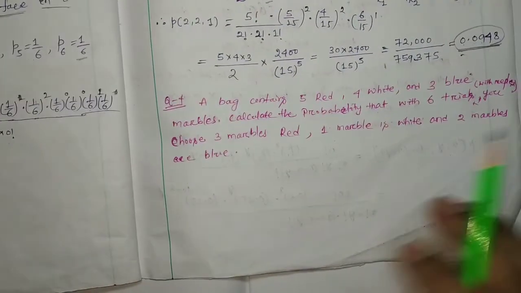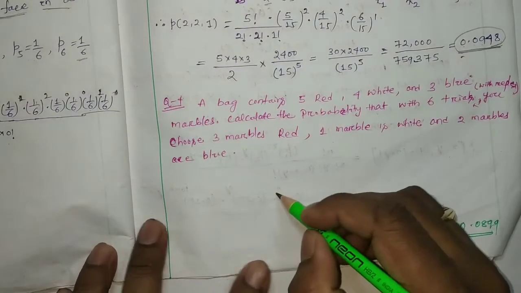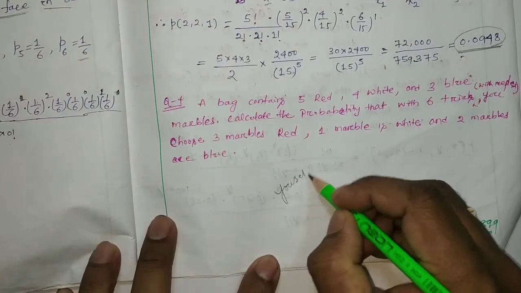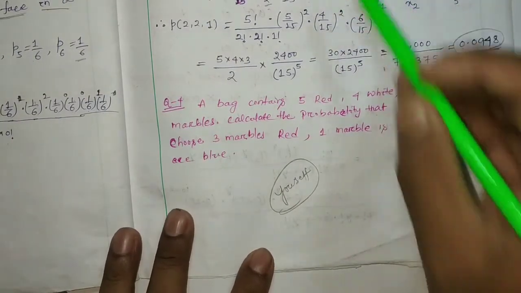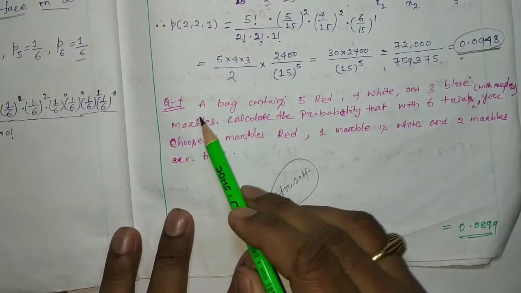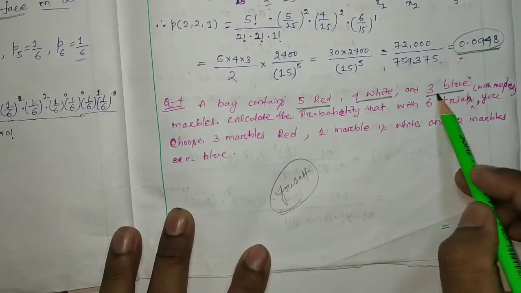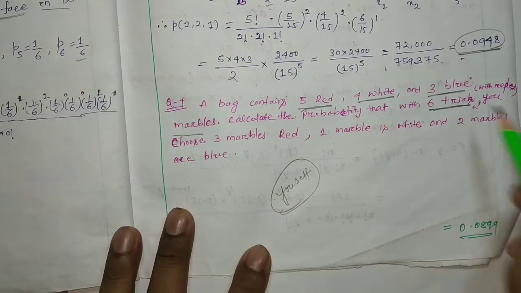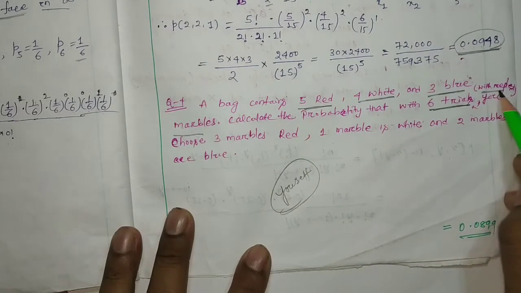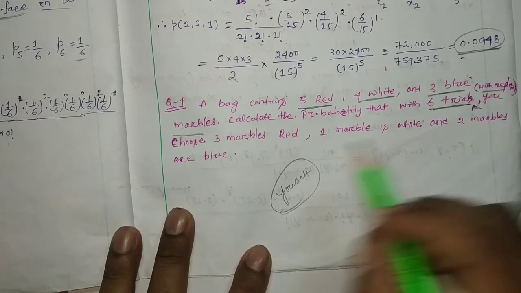A similar question is written here that you have to do by yourself. What is the question? This one, the third question; the fourth question is very similar. The bag contains 5 red, 4 white, 3 blue marbles. Calculate the probability for 6 trials with replacement. In brackets it is written that you choose with replacement.